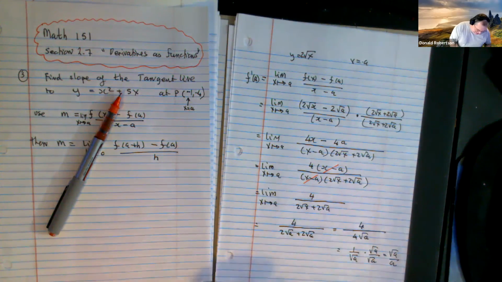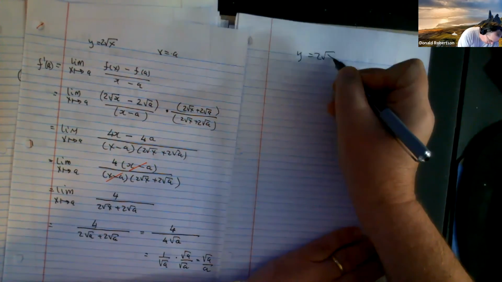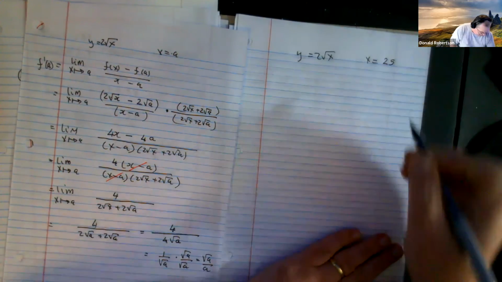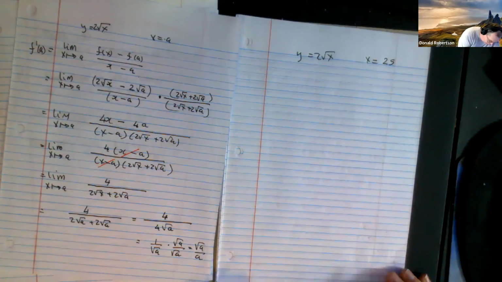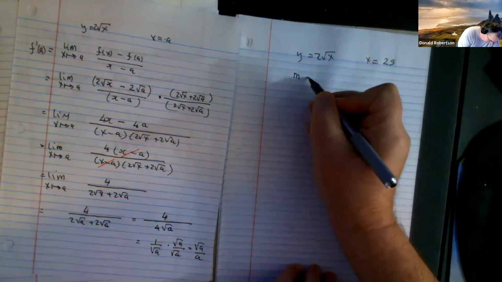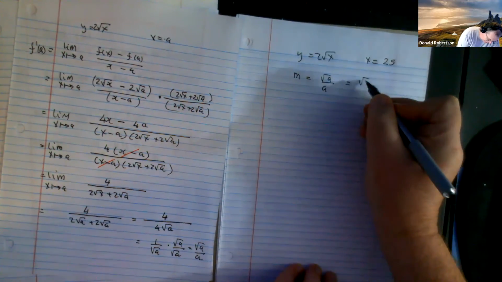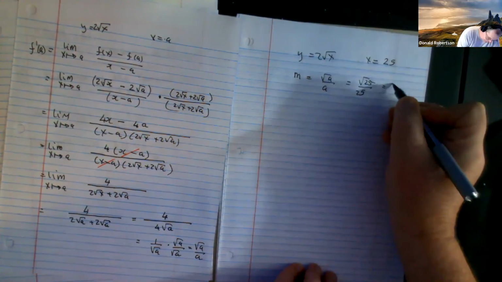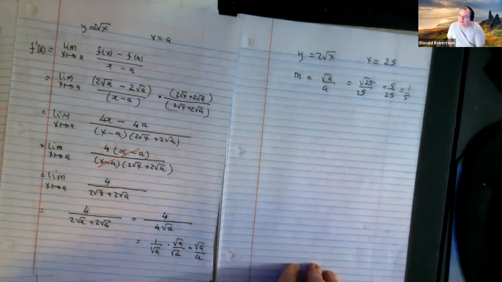Now, if someone then went on and said to you, I would like to know the slope of the tangent line to this curve at x equals 25. I don't need to do anything because I already know that the slope of the tangent line is this. So won't it just be the square root of 25 over 25, which is 5 over 25? Won't the answer be a fifth?